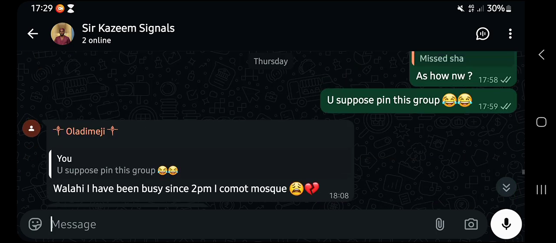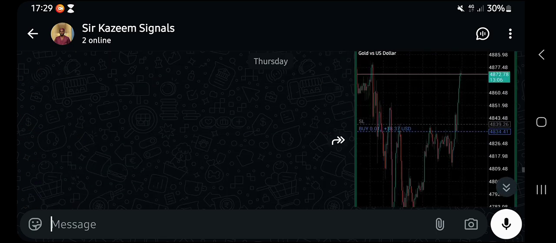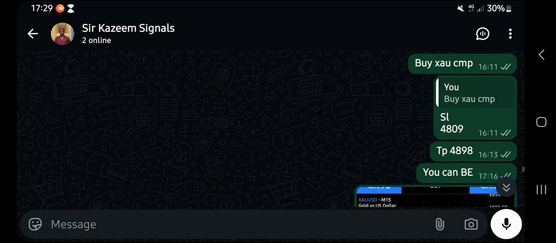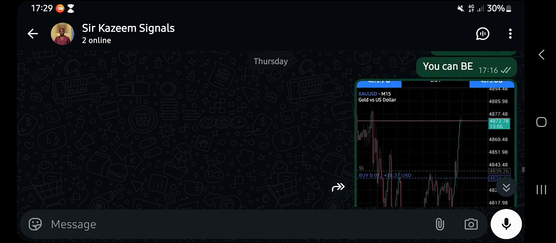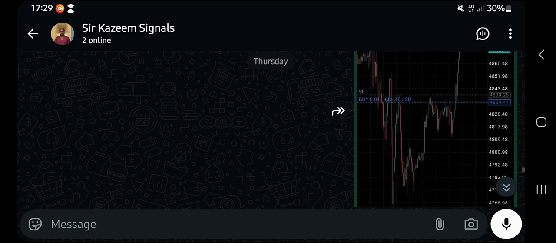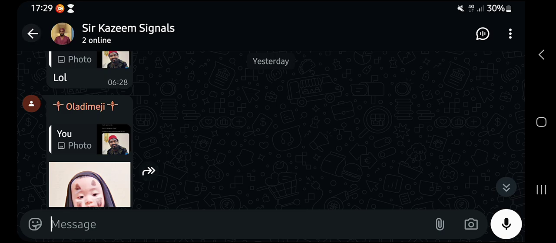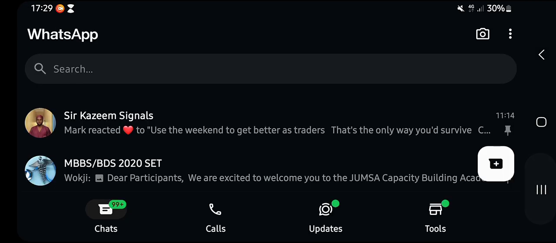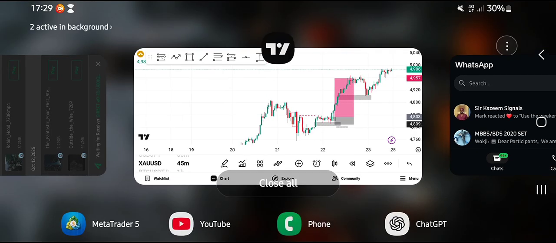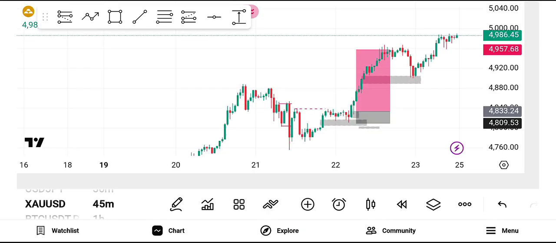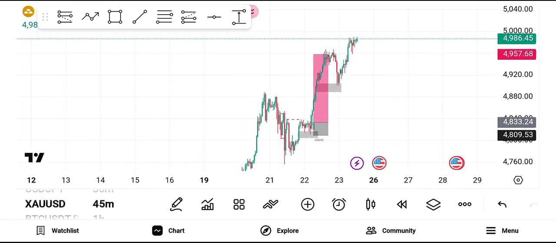I asked them to buy. Let me see, where did I drop this signal? I said buy gold at CMP, which means current market price, with SL and TP, and then when it reached the BE zone, I told them to move to BE. So this is what happened this week on the charts. And let's see what happens next week.